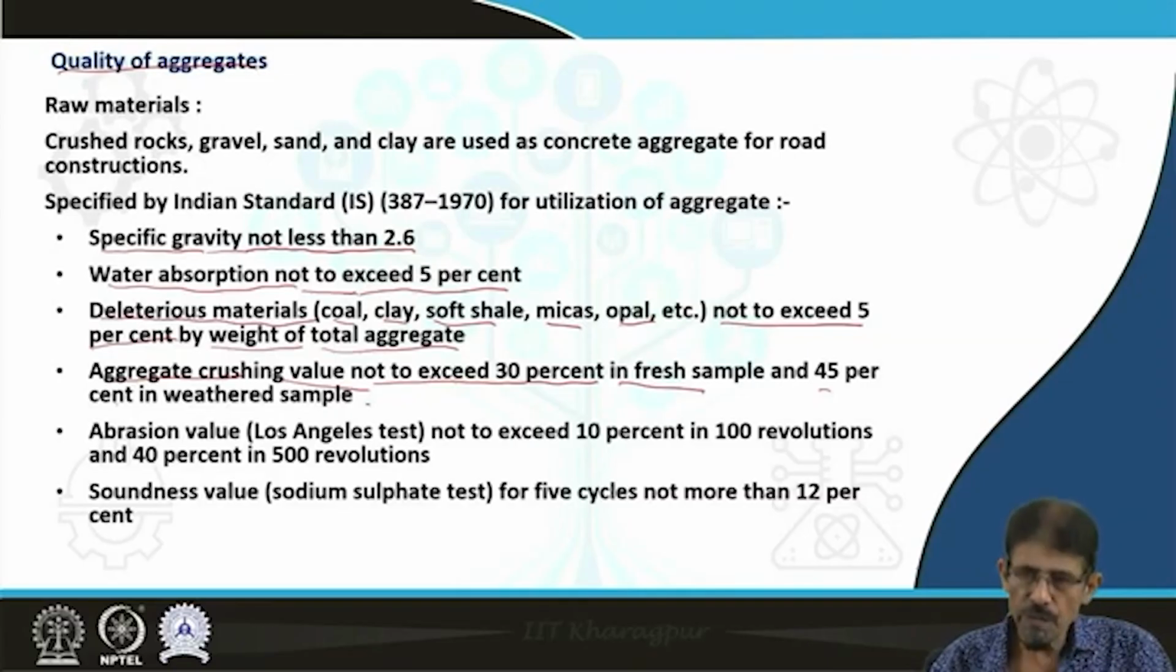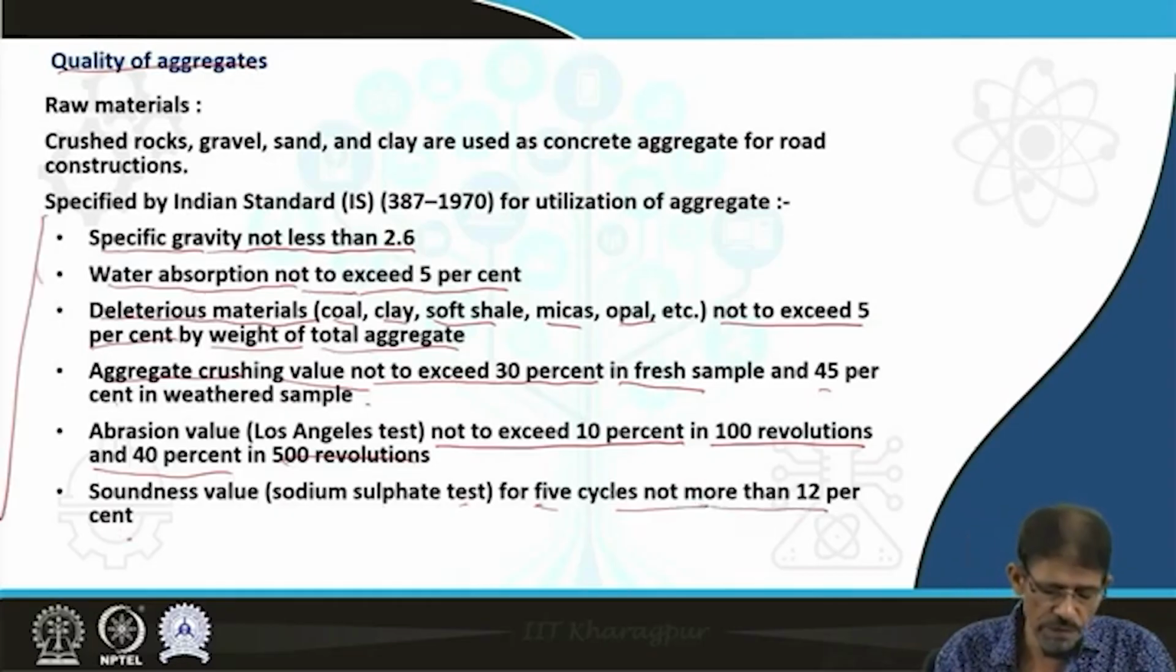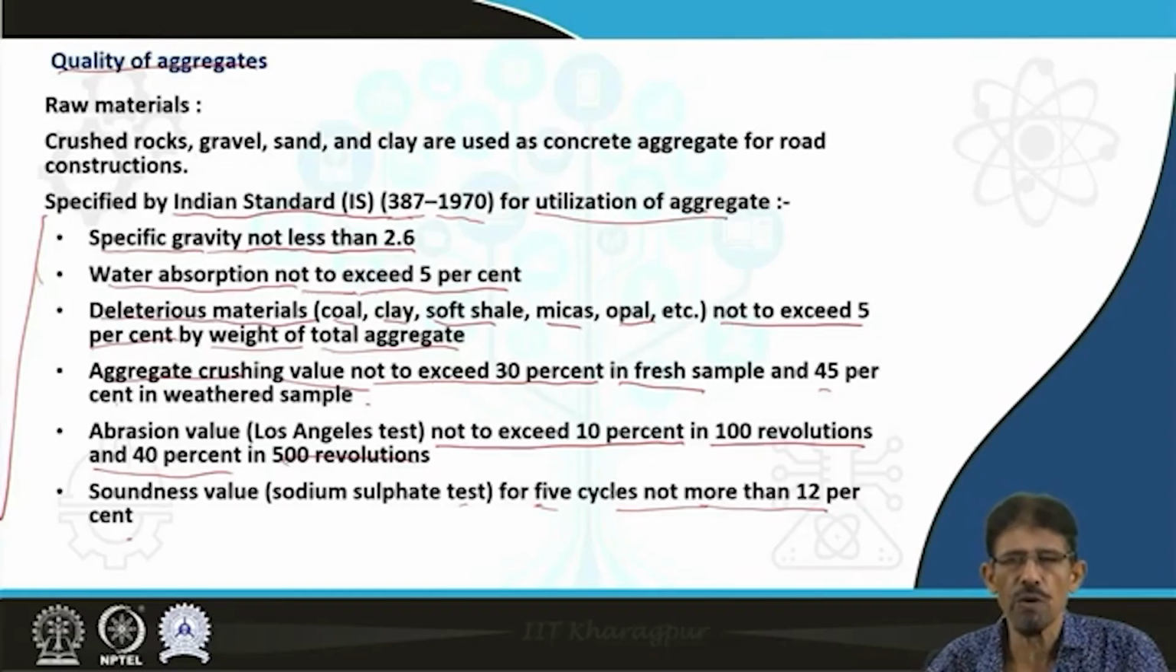Abrasion value carried out by the Los Angeles test not to exceed 10% in 100 revolutions and 40% in 500 revolutions. Soundness value, that is a chemical test, for sodium sulfate test, for 5 cycles not more than 12%. This specification is as per Bureau of Indian Standards IS 383 1970 for utilization of aggregate for road construction.